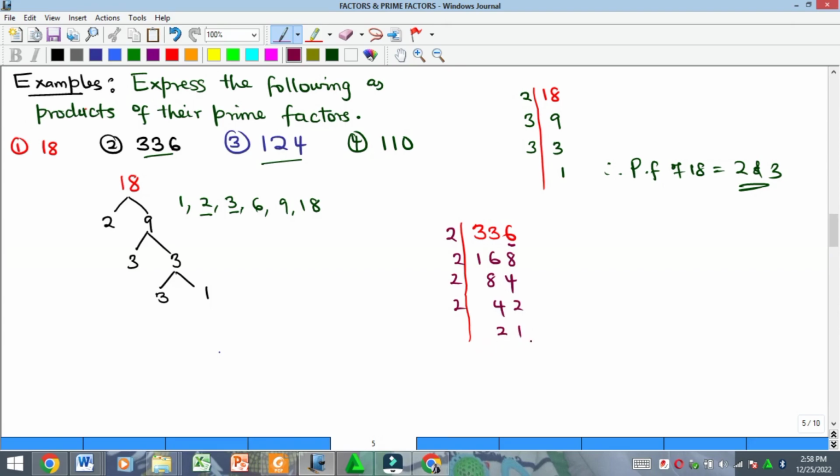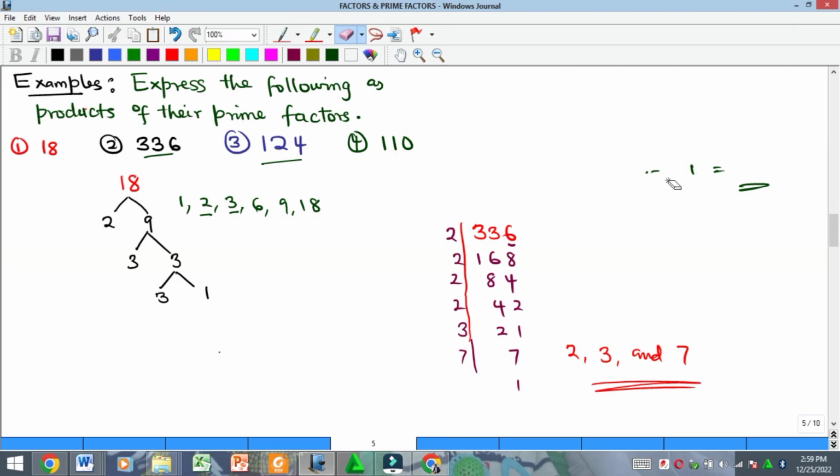2 can no longer go, but 3 can go. 3 into 21 is 7. 3 can no longer go. 7 can go, so I have 1. Now recall that you keep doing this division until you have 1. So when you have 1, just look at the digits you used to divide. And here we have only 2, 3, and 7, and these are the prime factors of 336.